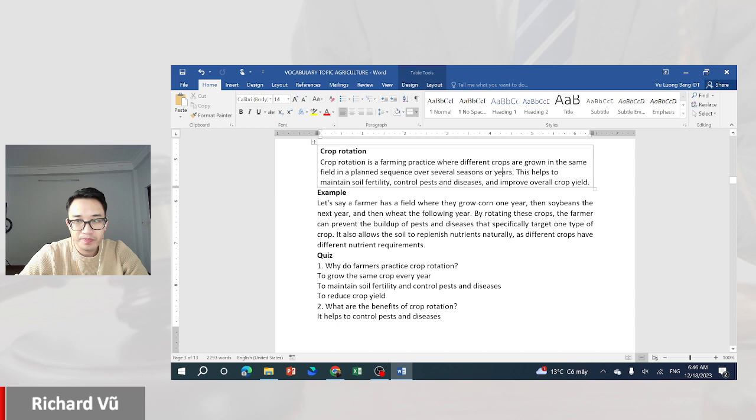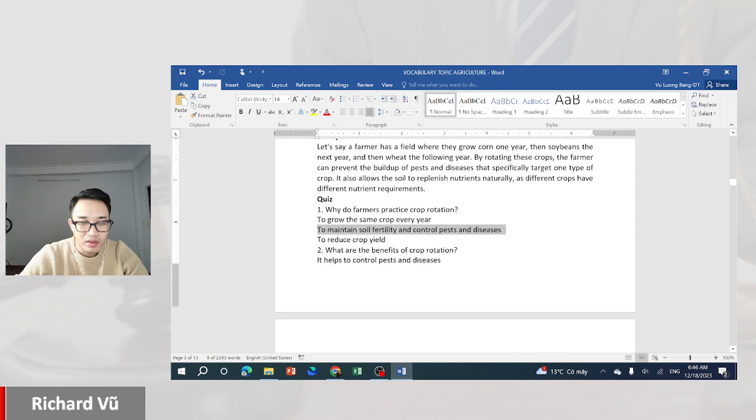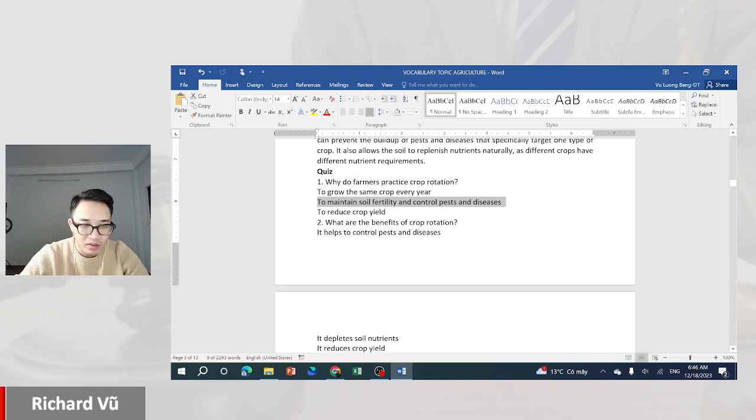Because of maintenance of soil fertility, control of pests and diseases, this option is the correct answer: to maintain soil fertility and control pests and diseases.